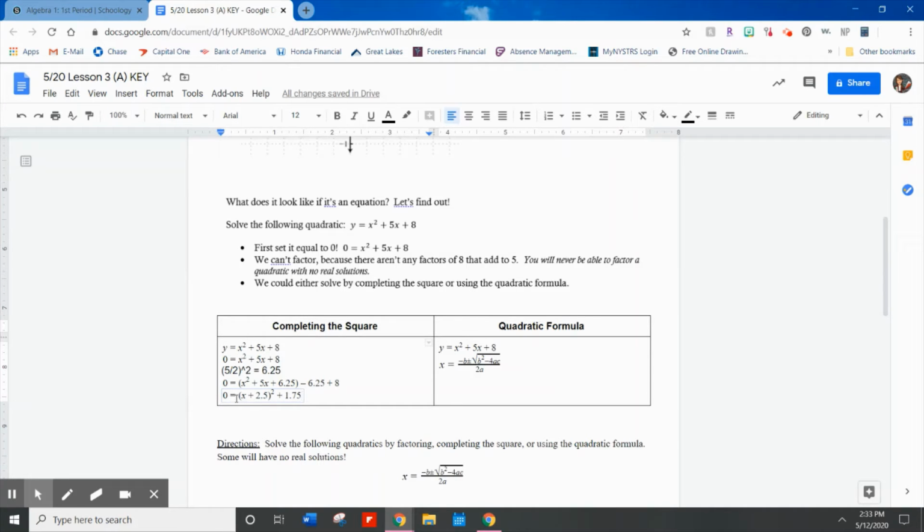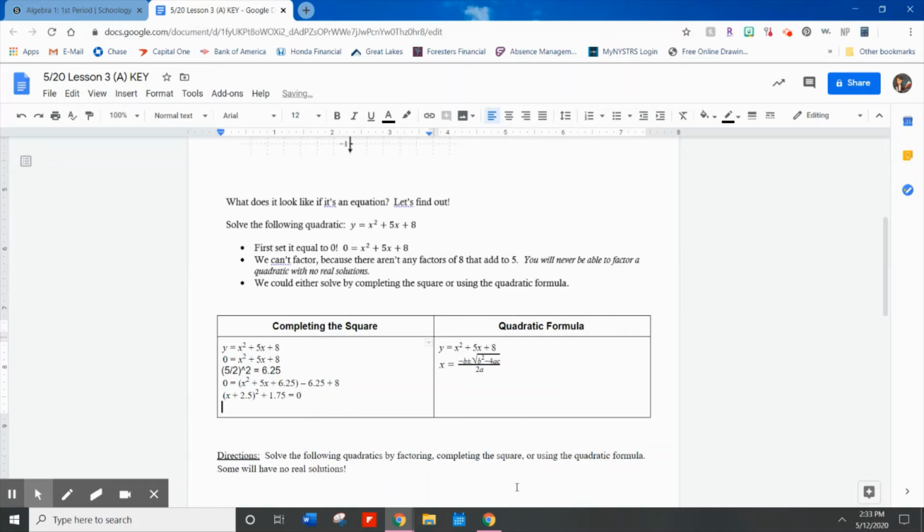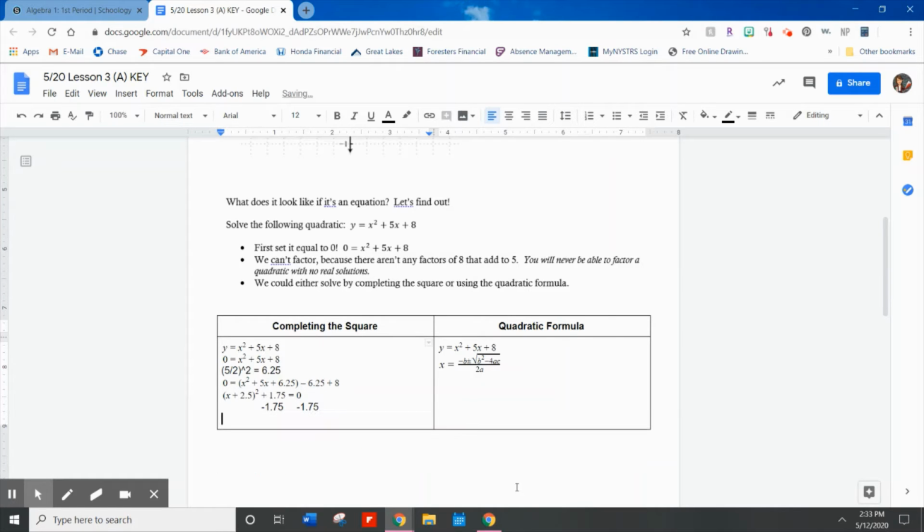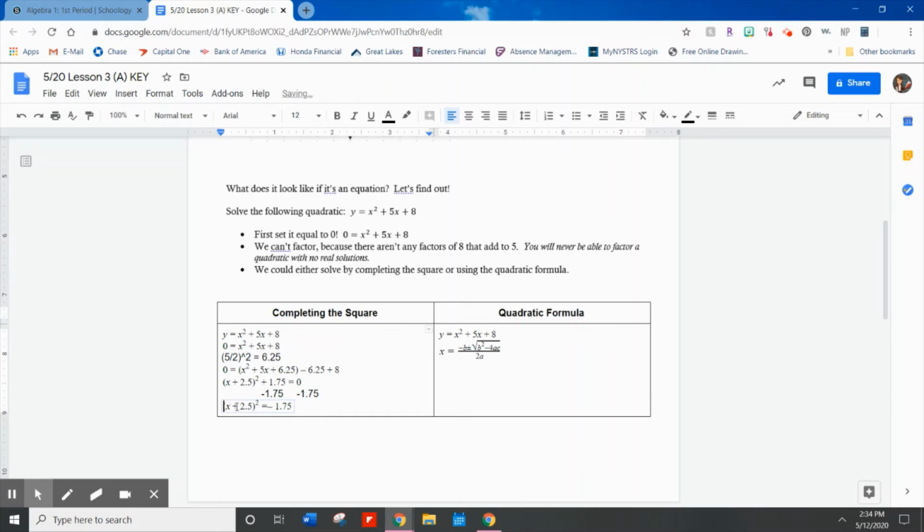Now we are solving it. Now, I don't know what's wrong with me, but I always like the 0 on the right-hand side when I solve. Okay, so we need to get that x by itself. So we subtract 1.75, subtract 1.75. So I'm left with x plus 2.5 squared equals negative 1.75. Now, how do I get rid of that squared? Oops, I didn't mean that 0 in front. We take the square root of both sides.